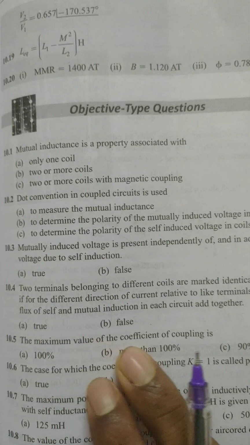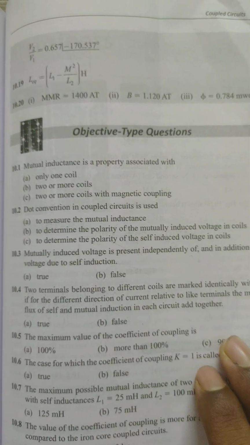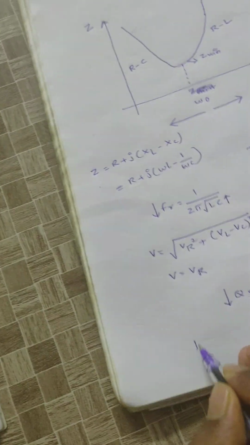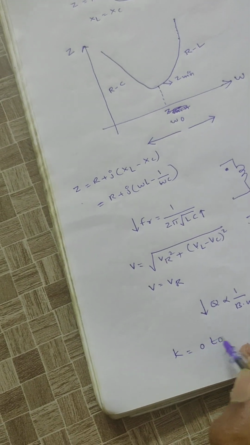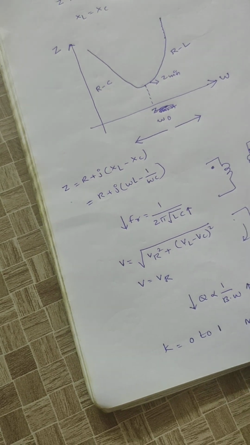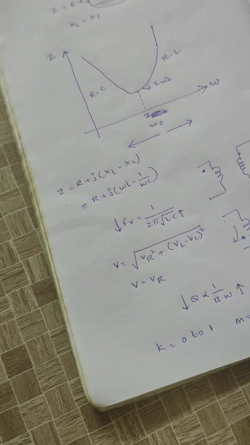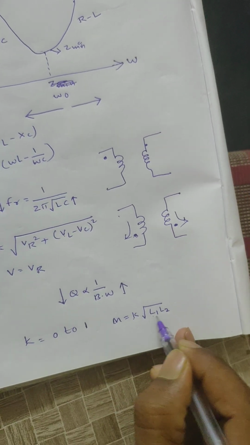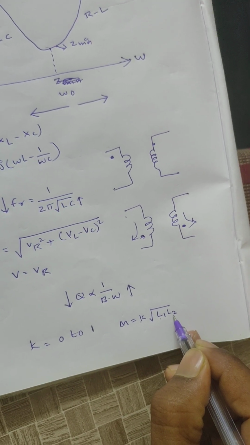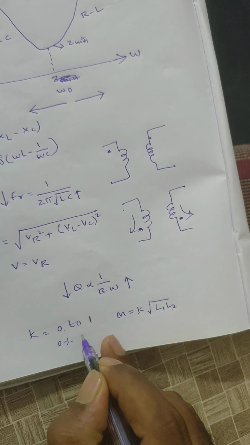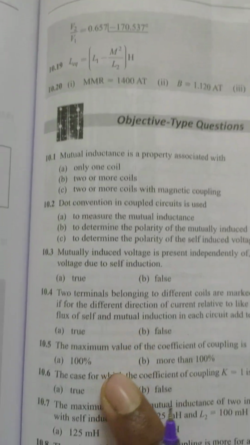Next, the maximum value of the coefficient of coupling is 100%, right? Coefficient of coupling, okay, the k value varies between 0 and 1. That is M equals k times the square root of L1 times L2. M is mutual inductance, k is the coefficient of coupling, L1 and L2 are the self inductances of the coils. Okay, the k value varies between 0 and 1. 0 means 0%, 1 means 100%. Okay, the maximum value is 100%.